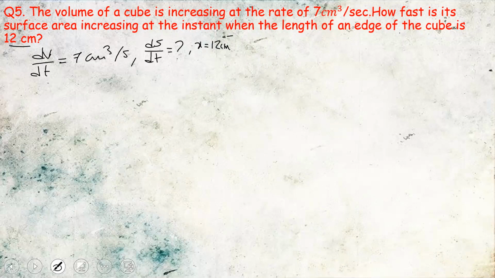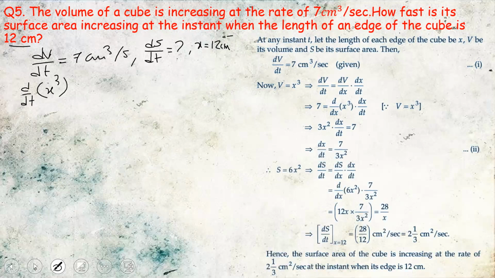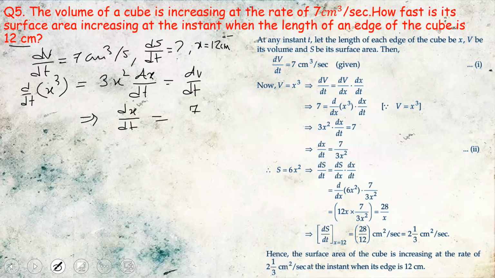So for a cube, what is the volume? V is x cube. So differentiate this: dV/dt is 3x square dx/dt. Now we know the value of dV/dt, so find the value of dx/dt. dV/dt is 7, so 7 upon 3x square is the value of dx/dt.